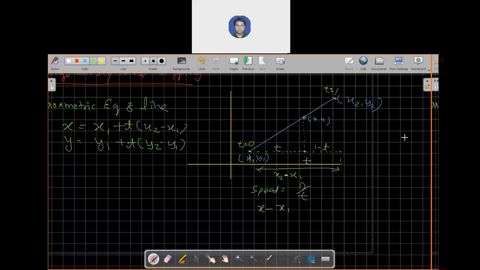So, should I repeat what I explained? At this point, you start traveling from the initial point, where time is 0, and you take 1 hour to reach your end point. There is one intermediate point x, y that we have taken to find this parametric equation of the line. Your speed is constant, and the formula of speed is d by t. The distance you travel on the x-axis is x minus x1, and the time you took is t. Here you traveled x2 minus x1, and you took the time 1 minus t.